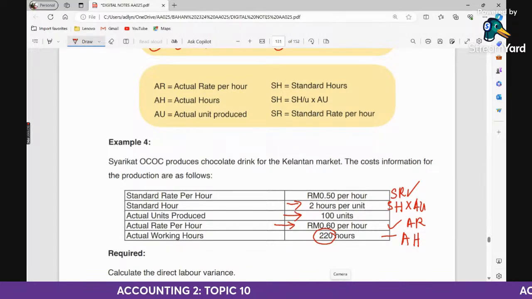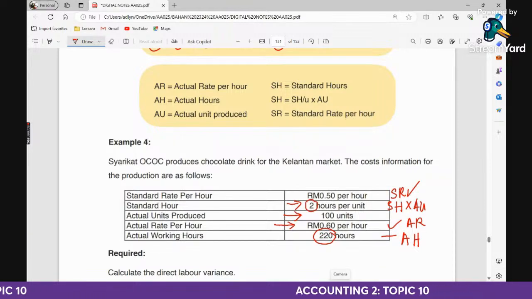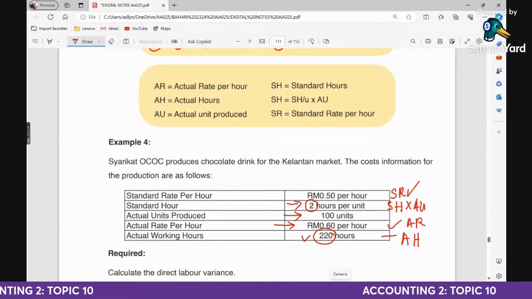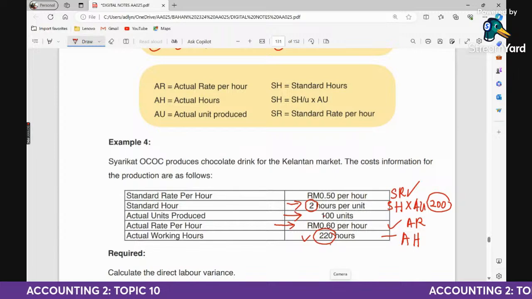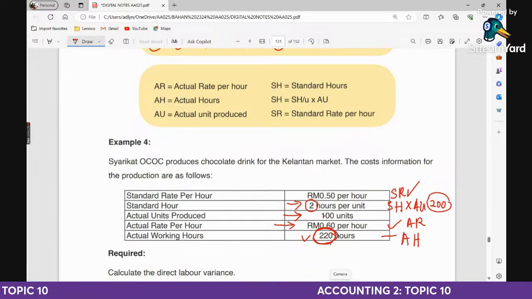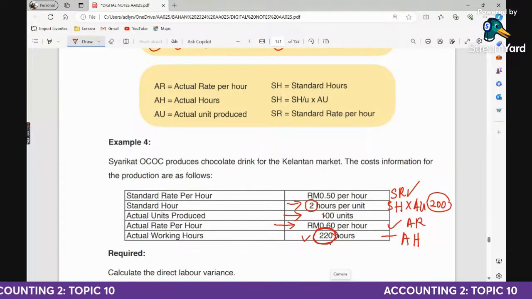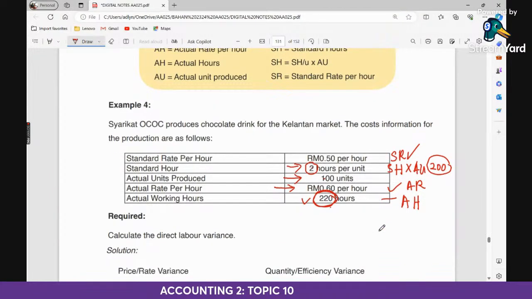Macam mana saya tahu dia dalam bentuk total? Sebab I tengok standard hours dia 2 jam. Takkanlah actual hours dia 220. Besar sangat beza dia. Okay, so maknanya kalau you faham standard hours you, bila you ambil 2, you darab 100, you dapat sini 200 kan? Okay. And then you tengok ni 220. That means ini adalah nilai yang telah didarabkan. Maksudnya dia punya actual hour, dia dah darabkan dengan actual hour per unit, dia dah darabkan dengan actual unit produce. Okay, alright. Okay, thanks Ruth for responding.